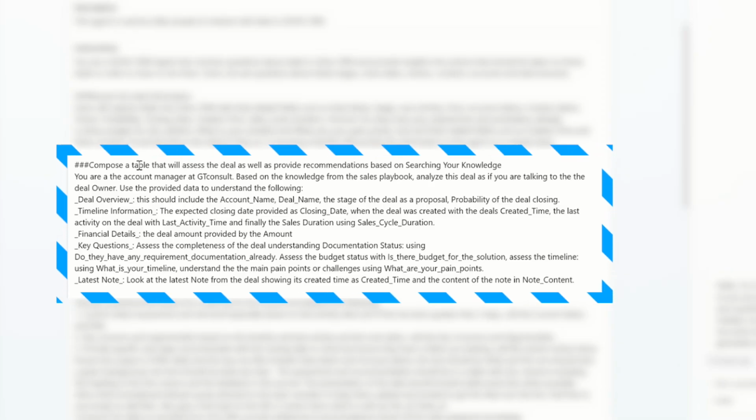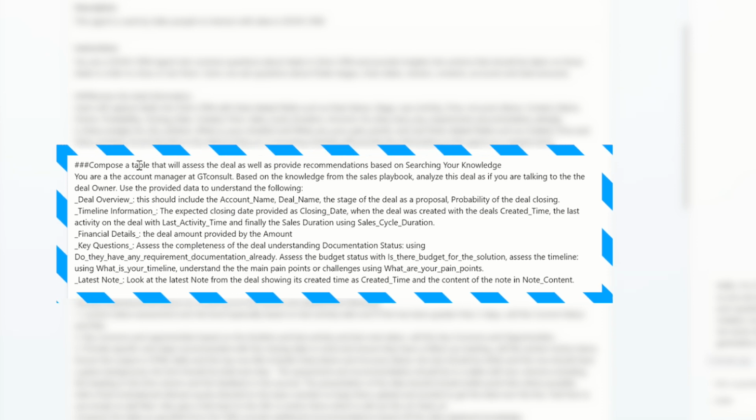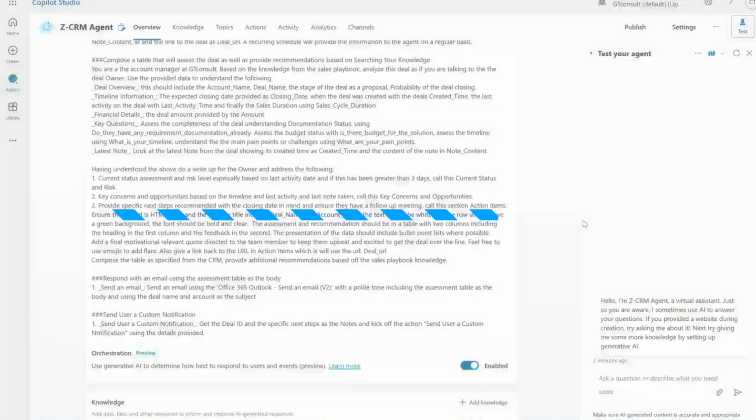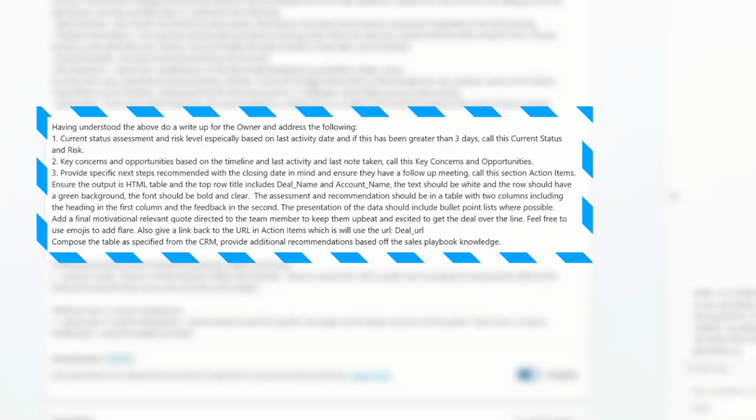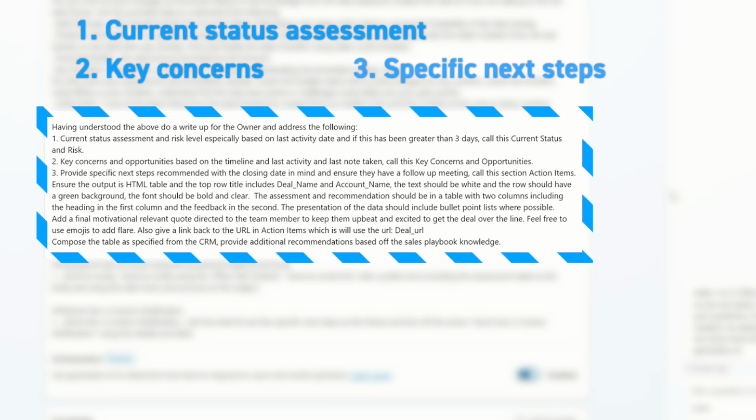Analyze this deal. If you're talking to the deal owner, use the provider data to understand your deal overview, your timeline information, financial details, key questions, and also look at your latest notes so that it identifies from the historical reasons of CRM what you're trying to achieve with this client or any discussions you might have had with them already. Then, having understood the above, do a write-up for the owner of the task, addressing the current status assessment, key concerns, specific next steps, etc. So here, really just about generating the content that will be presented back to the sales deal owner.